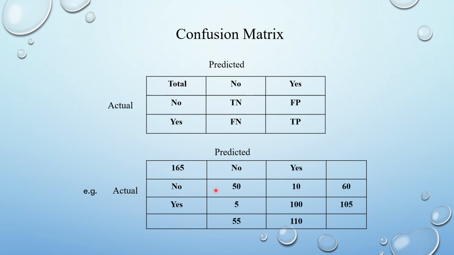Actual no is equal to 50 plus 10, which is equal to 60. Actual yes is equal to 5 plus 100, which is equal to 105. Total predicted no is equal to 50 plus 5, which is equal to 55, and total predicted yes is equal to 10 plus 100, which is equal to 110.